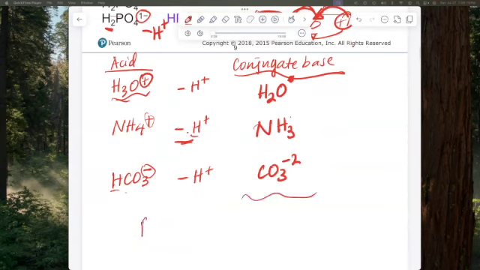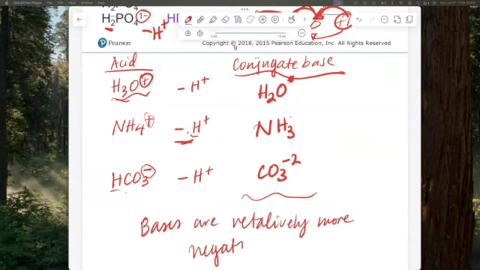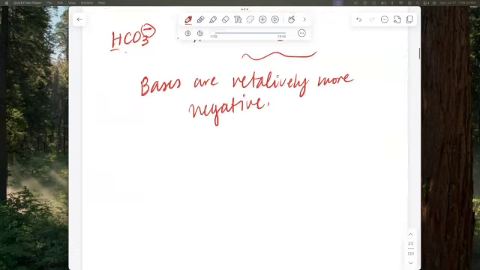So bases are relatively more negative, and the acids are relatively more positive. Okay.